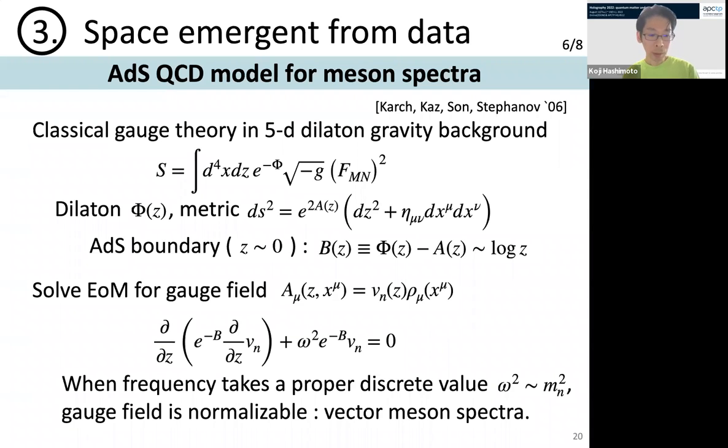So in the previous example, I used chiral condensate versus quark mass data. But here, instead of that, let me use the hadron spectrum, for example, the rho meson spectrum. The rho meson spectrum was well measured in experiments, so we know a lot about that. So let's use that to find the bulk metric.